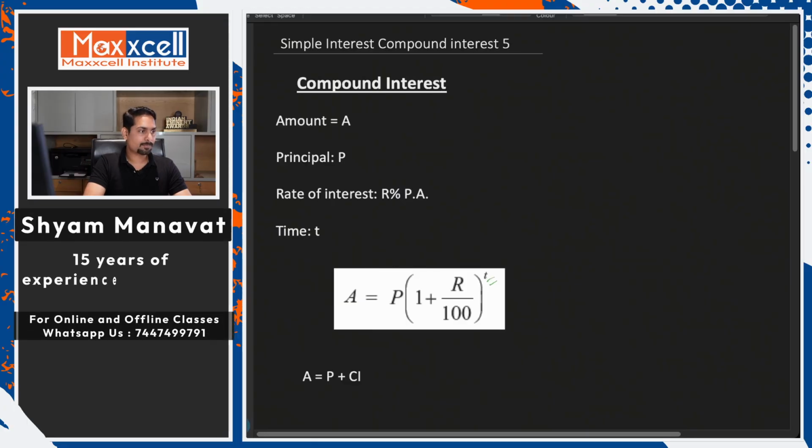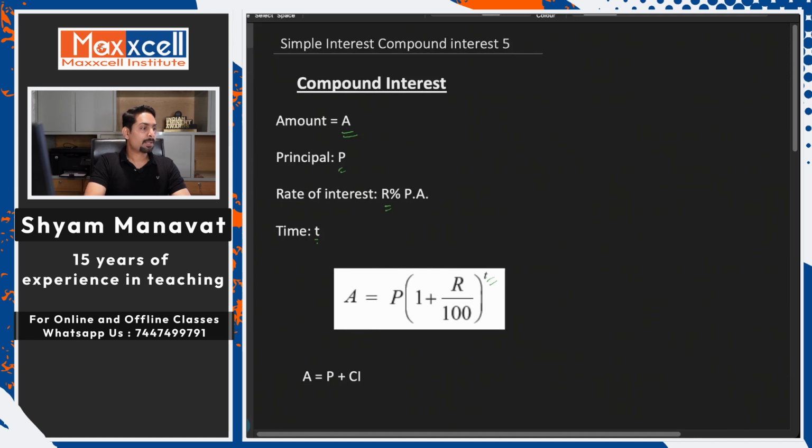The formula we have is amount equal to principal into 1 plus r by 100 to the power t, where A stands for amount, P stands for principal, R is for rate of interest, small t is for time, or we can also say number of periods.